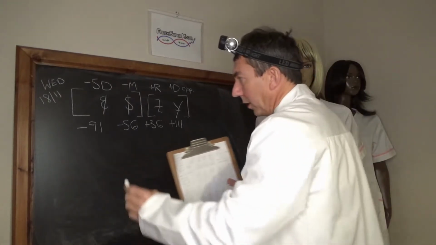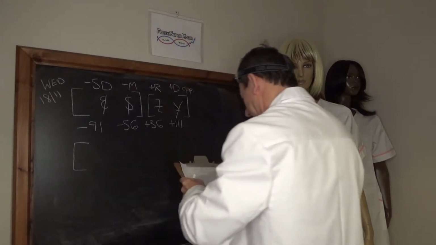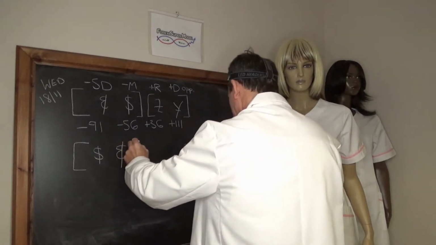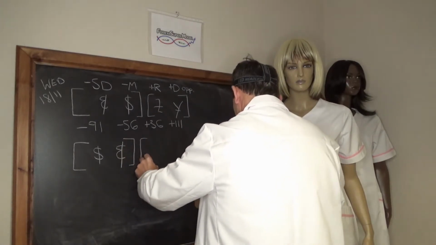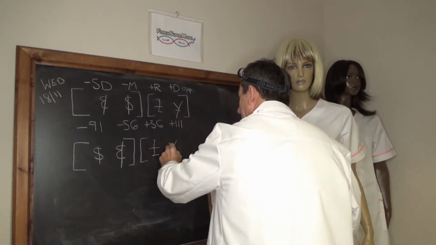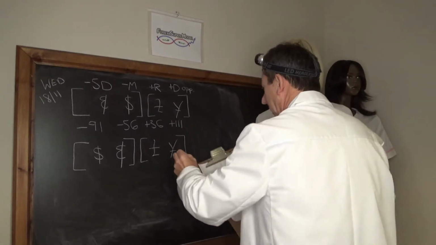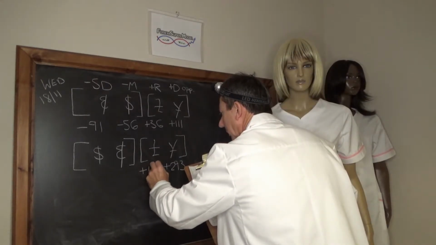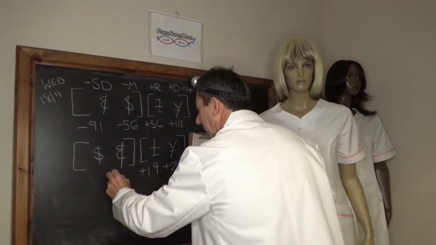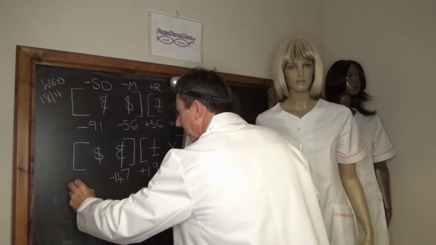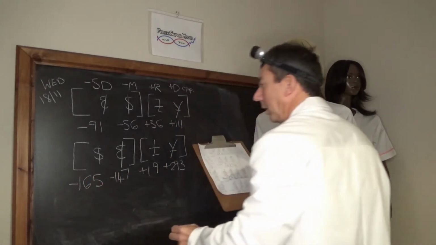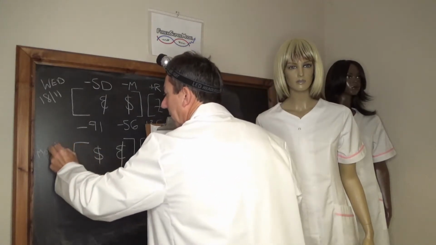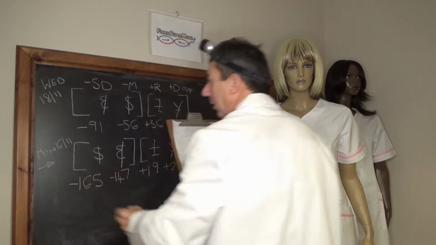So let's have a look at the intra-week flows. So these are the flows throughout this week from Monday. Dollar negative, euro negative, pound and yen positive. So let's put the figures in: plus 293 on the yen, plus 19 on the pound, minus 147 on the euro, and minus 165 on the dollar. So this is Monday the 16th, the beginning of the week, to about half an hour ago.